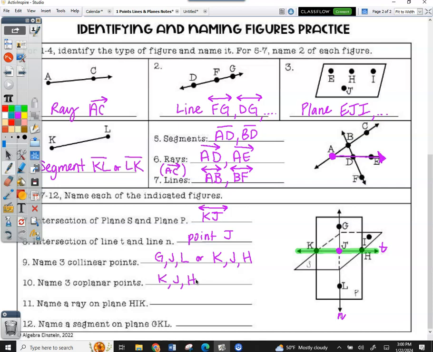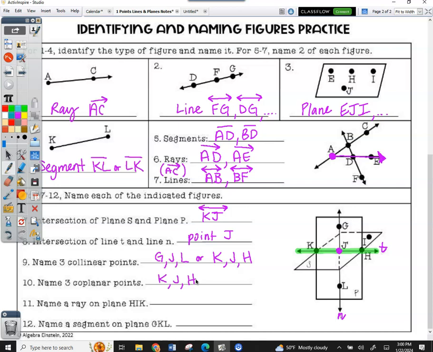Name a ray on plane HIK. HIK is this, so it says name a ray. JG. Okay, and what do I need to put? What about G? You hold that demonstration up for me again. So the plane we're looking at is plane HIK. Did you say G? Yeah. JG. I think G is shooting off the plane. G's up here. And plane HIK is this one. So it has to be on the plane.